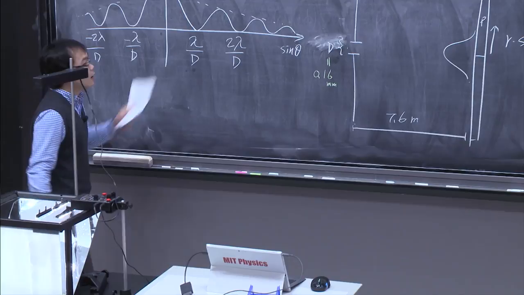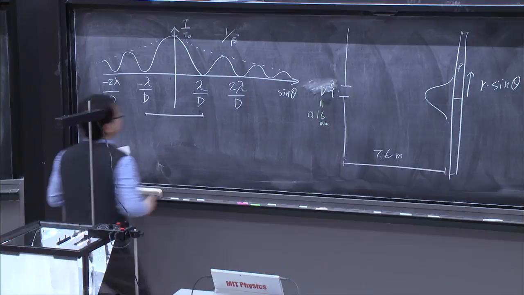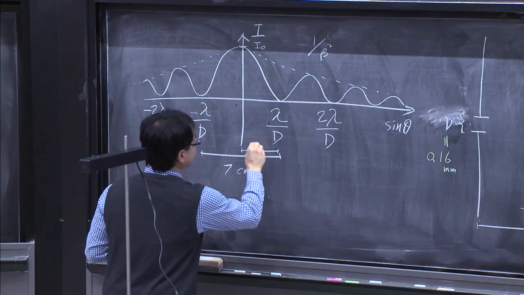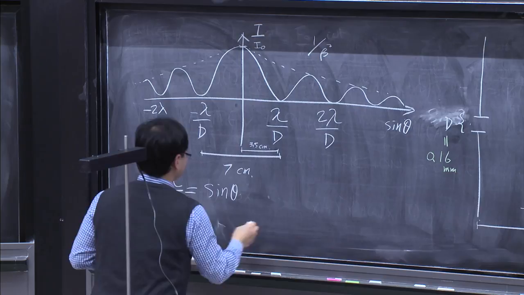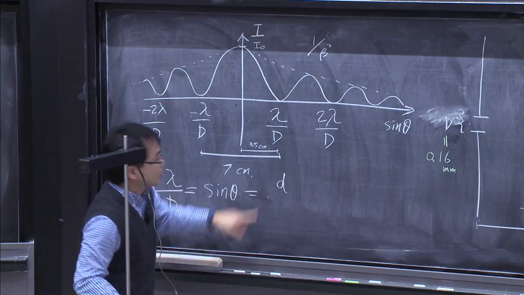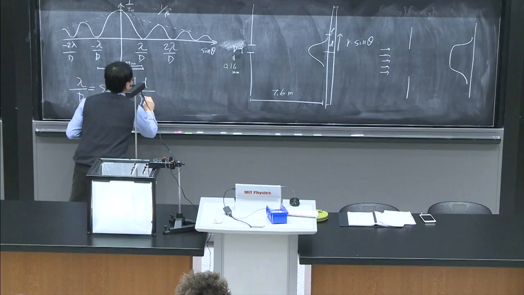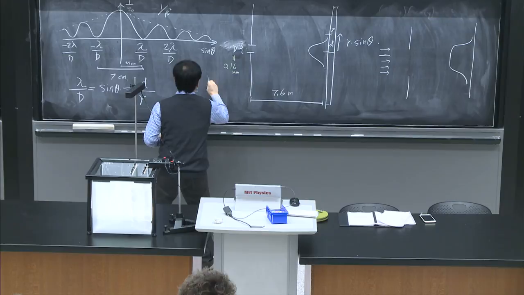So now I would like to calculate lambda. I also know the distance between these two minima is 7 centimeters, so this will be 3.5 centimeters. Lambda divided by D is equal to sine theta, which is small d, the distance between the minima and the center, divided by r, the distance between the source and the screen. Therefore, lambda equals capital D times small d divided by r.